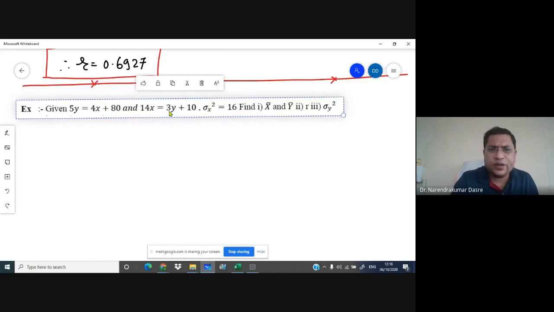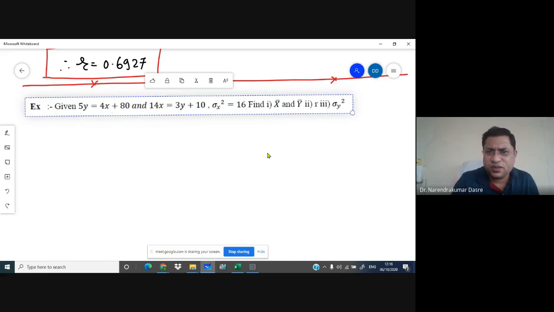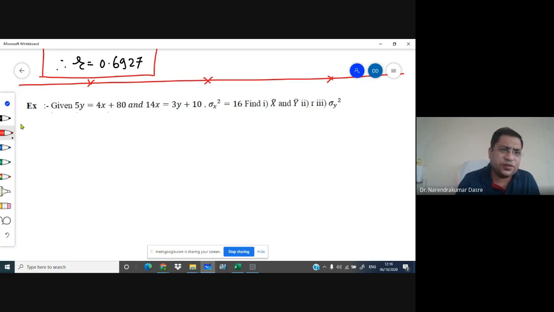So now we are given the processed data. The data is already processed. We have been given the lines of regression, and we have been given the sigma x square. Then what we have to find out is x bar, y bar, and r. We have to find out this variance. Sigma x square is going to be the variance of x, and we also have to find the variance of y, and the coefficient of correlation. Then we have to find out x bar and y bar.